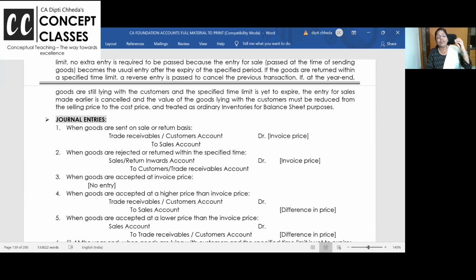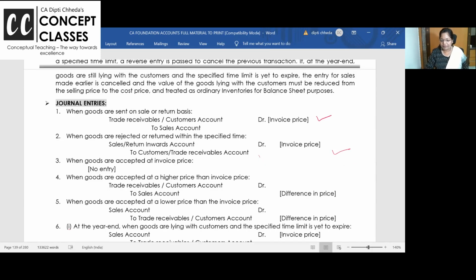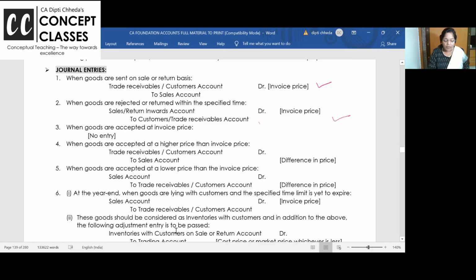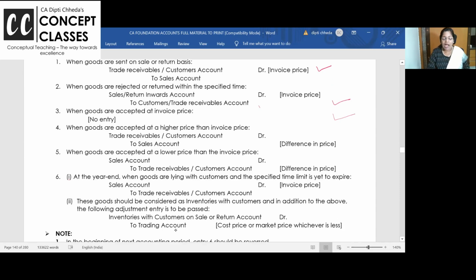Debtor to sales, I will record as if it's a routine sales entry. When goods are rejected or returned, then sales return debit to debtors. Okay. Debtor to sales, and sales return to debtor. Now, if you accept the goods, no entry. When goods are accepted at a different price than the invoice price, say I had sent you the goods at 32, but you have accepted at 35, then I will adjust the difference in sales.